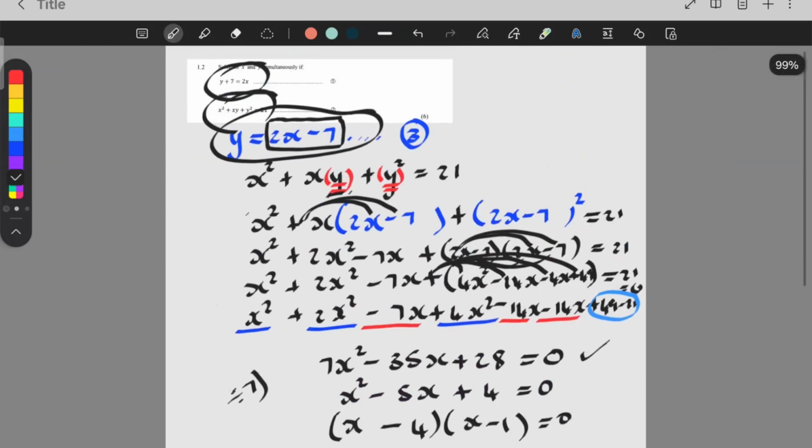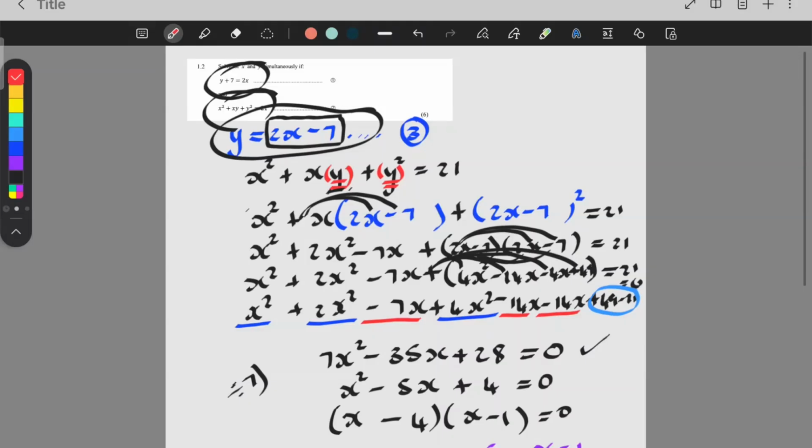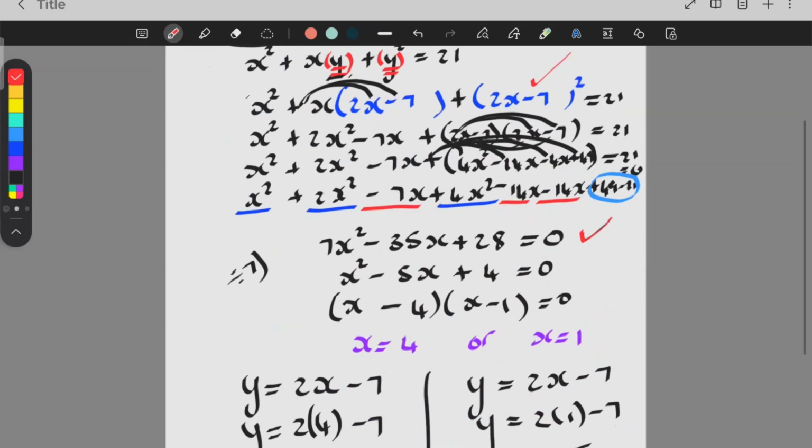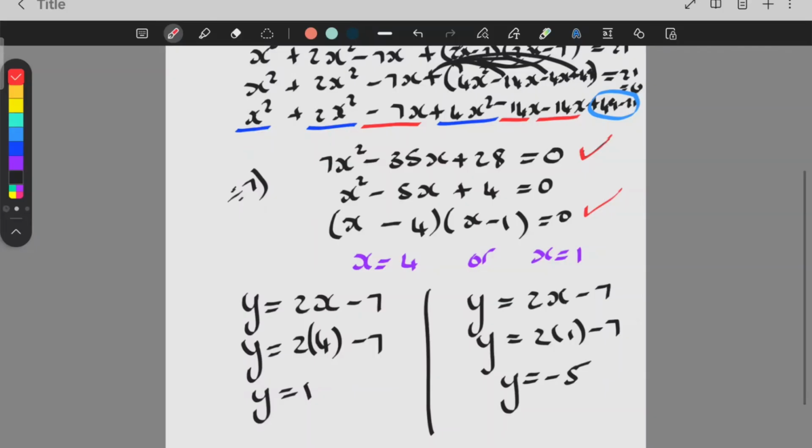Okay, so let's mark the question. For this equation number 3, you get a mark. Then for subbing it in like that, you will get a mark. For standard form, that's a mark. For using the formula or factorizing, that's a mark. Then for both x values, you must have 2 of them, that's a mark. And then 2 y values, that's a mark. And that's how you get 6 marks for that question.